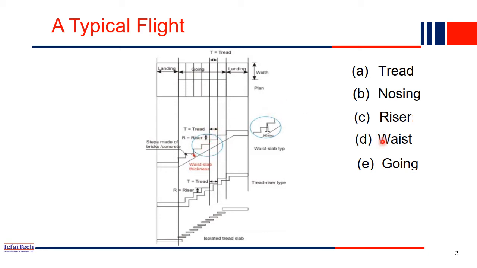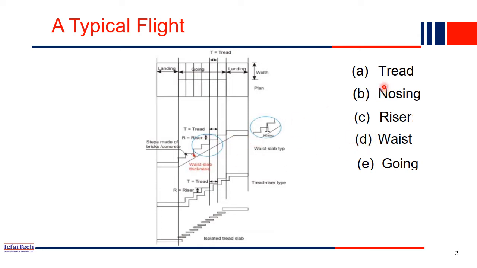Then we have the waist. What is the waist? This total slab will be there, right? This is a landing, and this is another landing. At the bottom we have the slab. This slab is basically what we call the waist slab. This bottom portion of the slab we call the waist slab, and its thickness is our D.